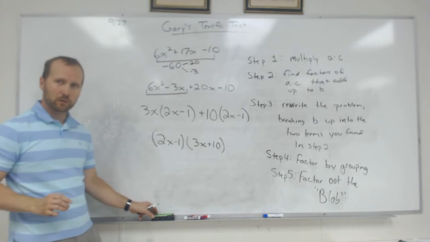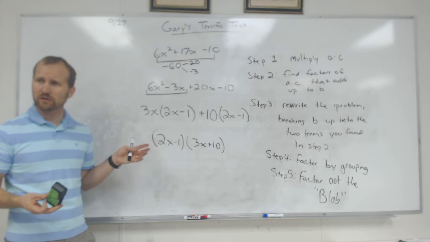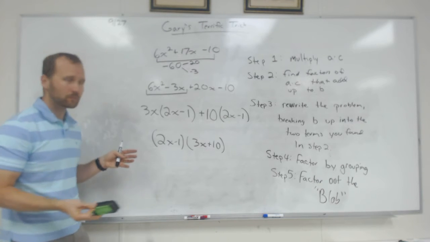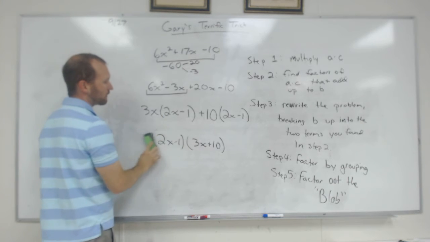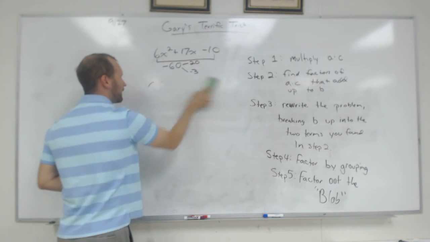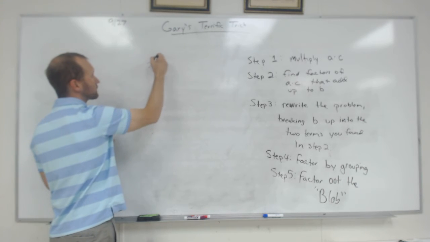All right, I just want to do something really quickly. This is Gary's terrific trick. When do we use Gary's terrific trick? When we have something other than 1 right here. How would you factor this?